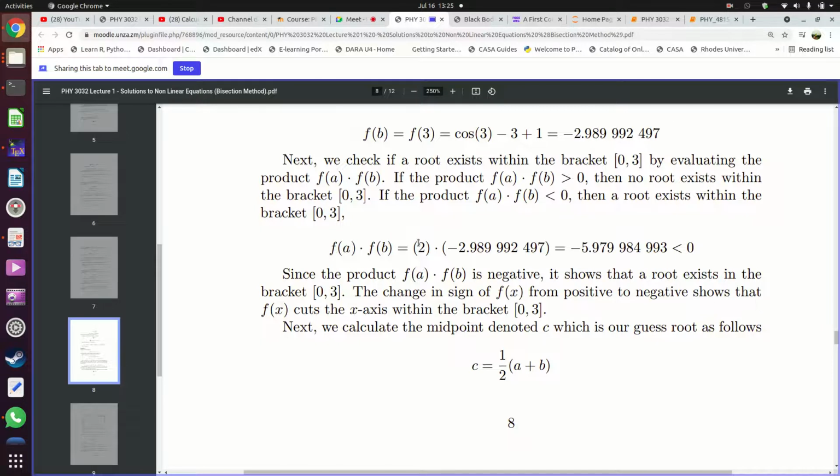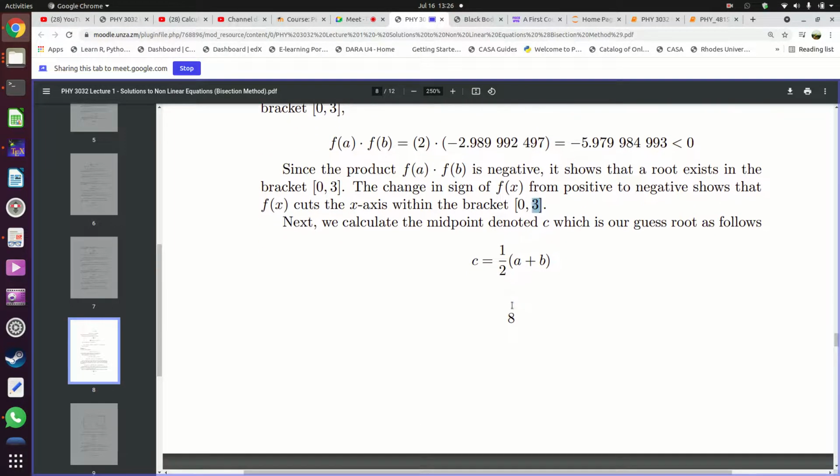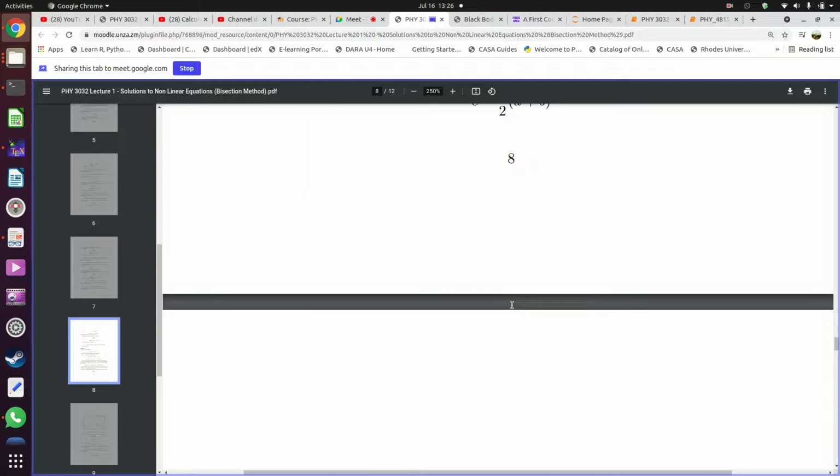Okay. So the next thing we do is we guess what the solution is supposed to be. And what we use as our guess solution is what's referred to as a midpoint, which is denoted as C. So the midpoint is found by adding the lower boundary A and B. So A plus B, we add them, then we divide by half. So in this case, our A is 0, our B is 3. When you add A plus B like that, then you divide by half, we're going to get a midpoint.